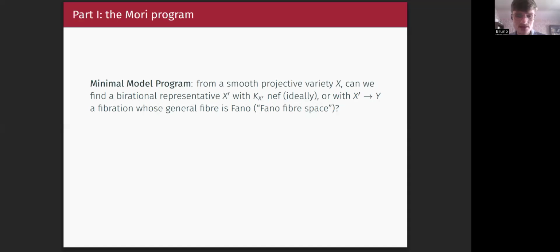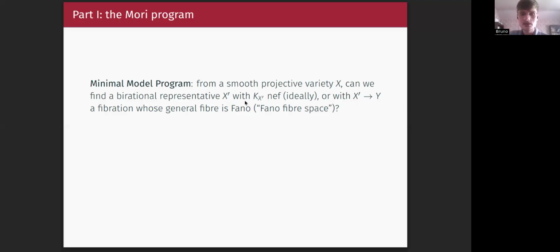Probably not. But basically, the idea is if I start from a smooth variety, so algebraic variety, complex, everything is over the field of complex numbers. And this variety, which I can assume to be projective, then the question is, which is still an open question, the answer in general is not known, does there exist a birational representative X prime of X with nef canonical bundle? So, okay, birational representative means a variety X prime which is isomorphic to X on a dense open subset, but not necessarily everywhere, right?